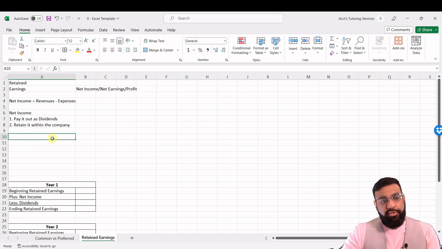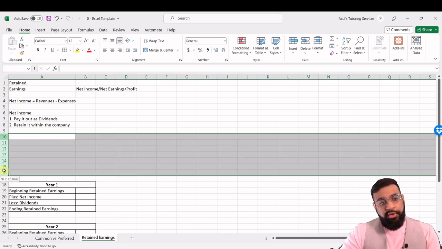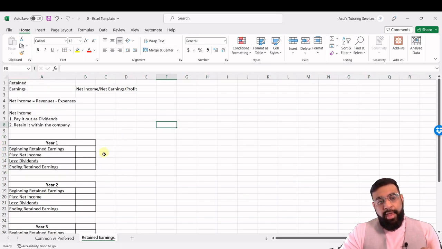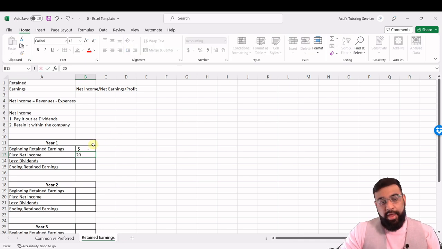I'll give you a prime example of this. Let's say it's year one of our business. To rewind, the formula to calculate ending retained earnings is beginning retained earnings plus net income minus dividends, which gives us ending retained earnings. That's the bare basic formula. If it's the first year of our operations, our beginning retained earnings is going to be 0. Let's say in the first year of operations, we earn net income of $2,000.